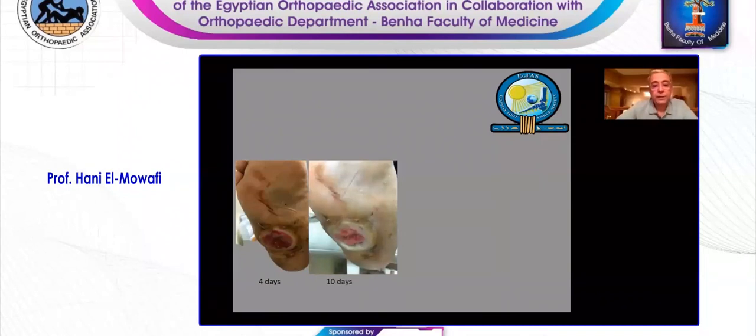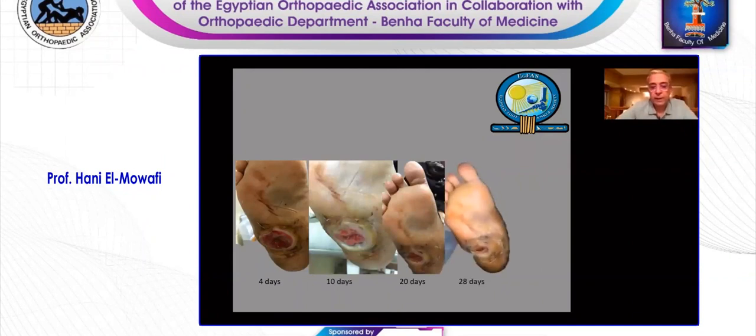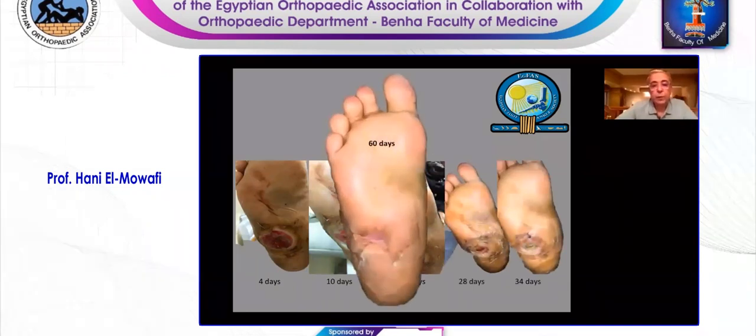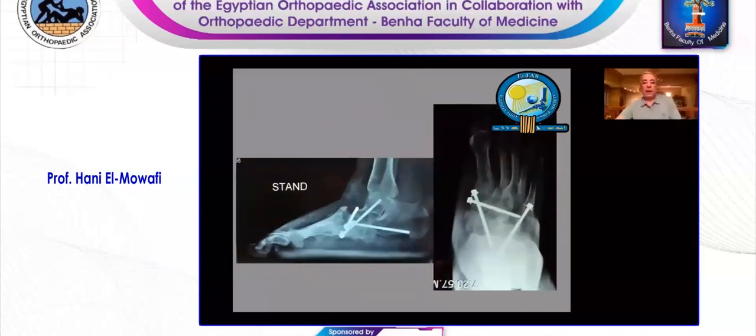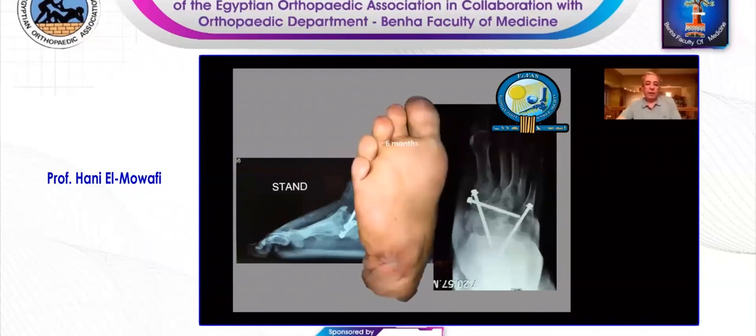And the patient after 10 days and 20 days here, the ulcer has decreased a little in size. And after 28 days and 34 days. And the patient after 2 months here, and the ulcer has completely disappeared, and it is looking good. And this is an X-ray after 1 year, and this one after 6 months.